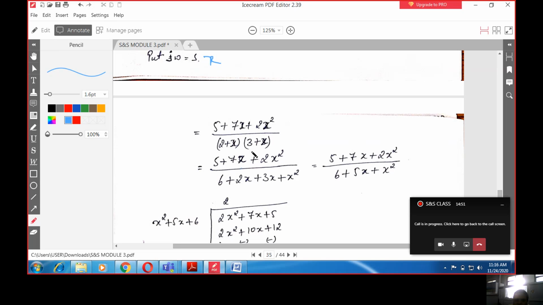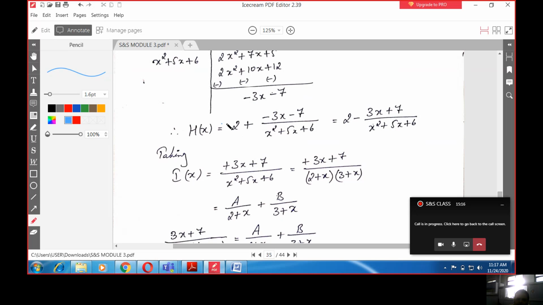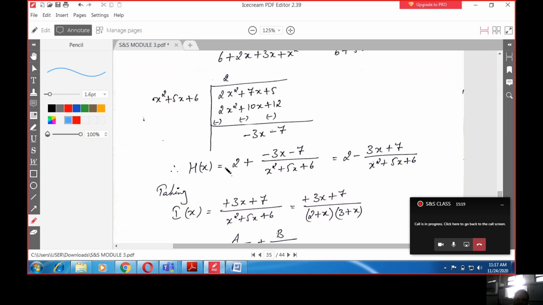Then multiplying out the denominator, then going for the division rule, I hope you will be knowing that. If you do that, you'll be getting x² + 5x + 6 divided into 2x² + 7x + 5. Then if I multiply by 2 and solve this, you'll be getting the equation as H(x) is equal to 2 plus the quotient and remainder, which is (−3x − 7) divided by (x² + 5x + 6).